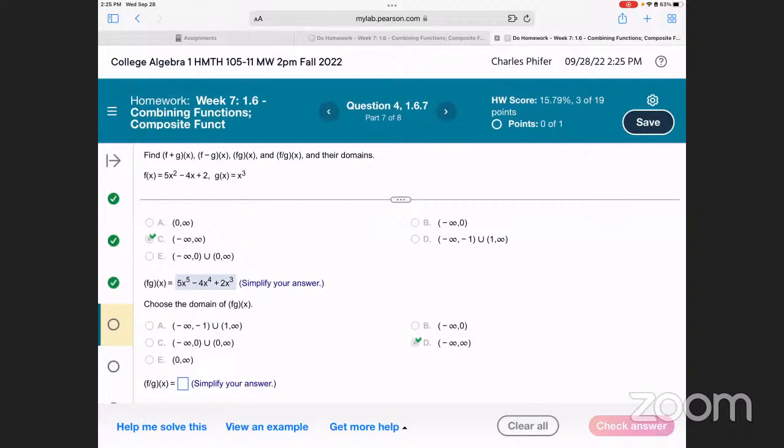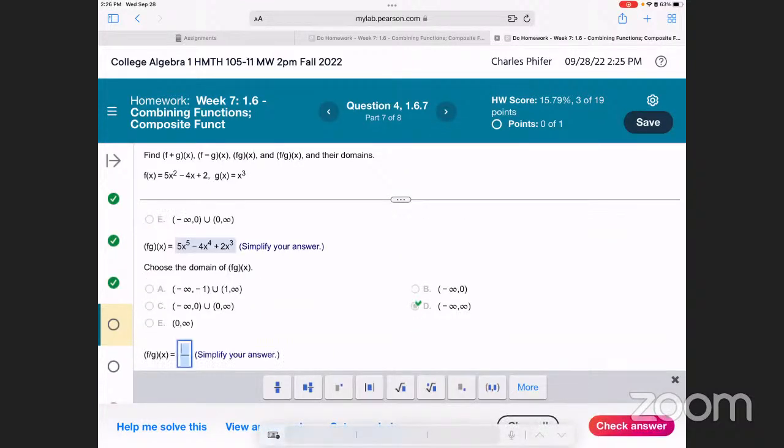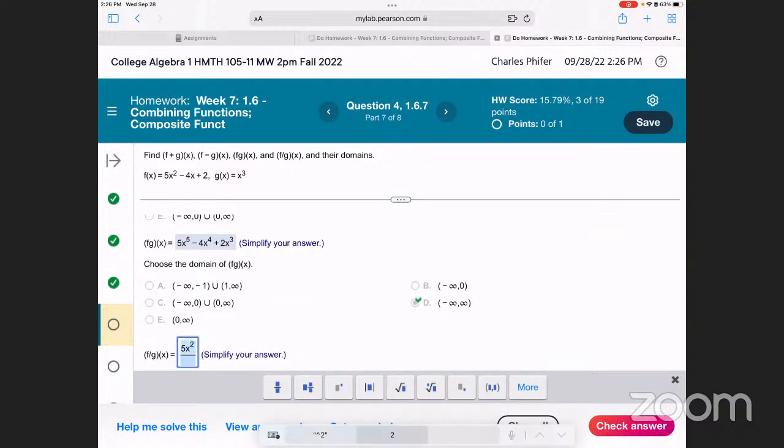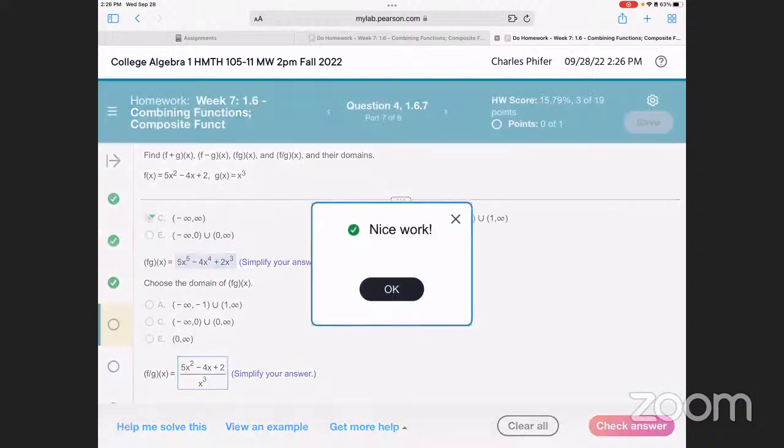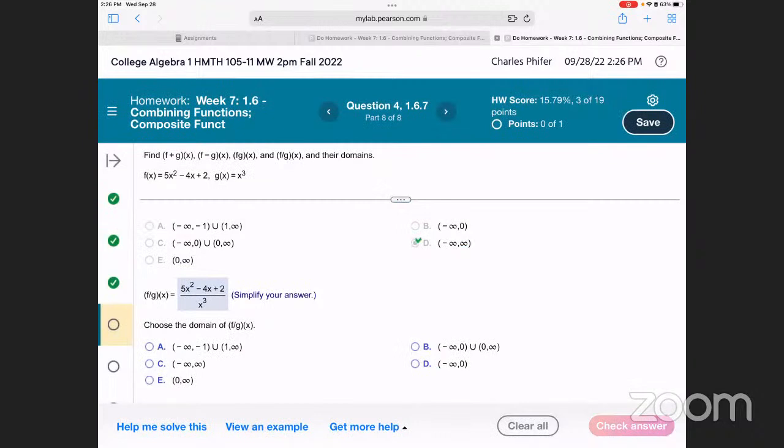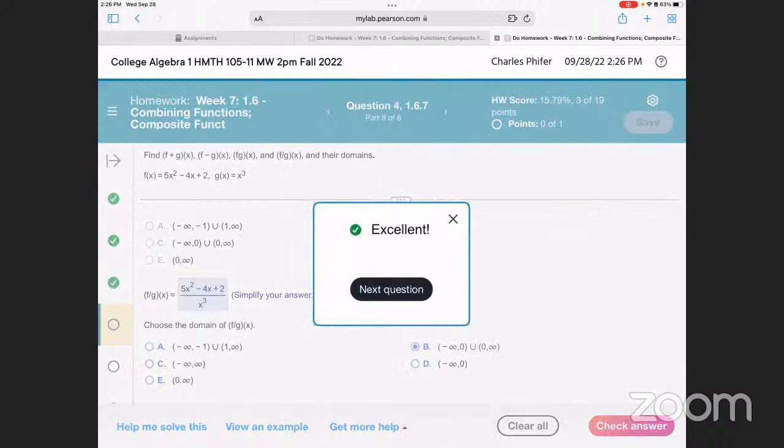So then F divided by G, on top, 5x squared minus 4x plus 2. And then on bottom, we got x cubed. Now the restriction here, again, we can't divide by 0, so it's still all reals, but in this case, when x is 0, that makes the denominator 0, so we have to throw that number out. So the only one of these options that captures all numbers except 0 is going to be B. Everything except 0.